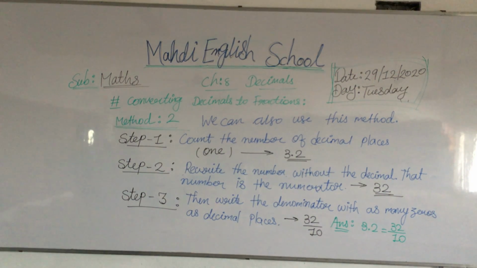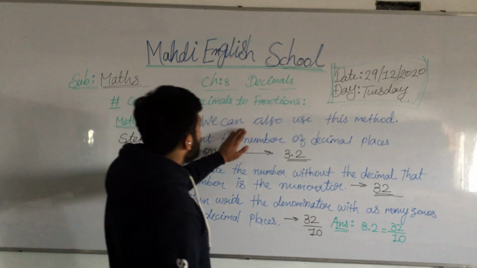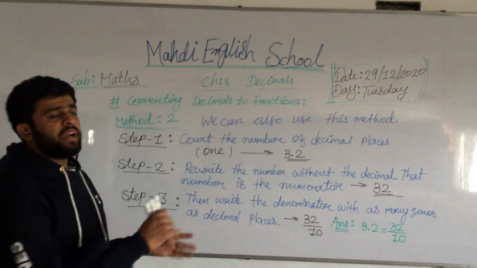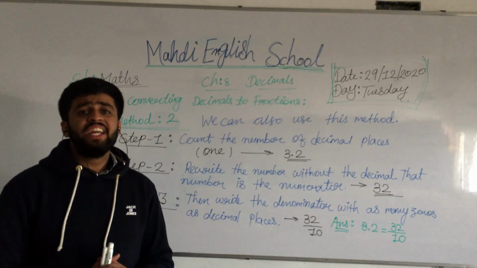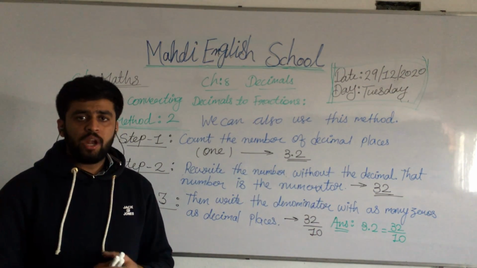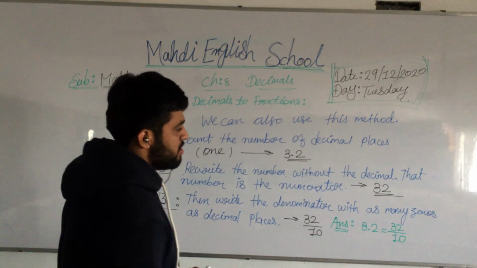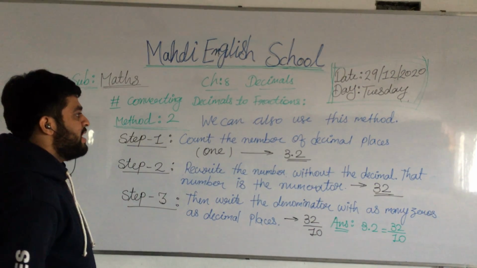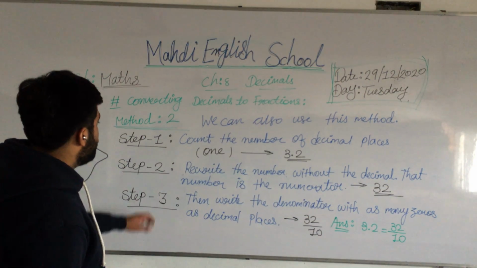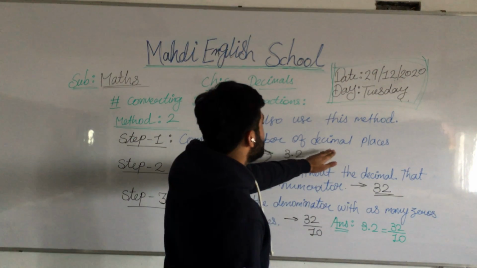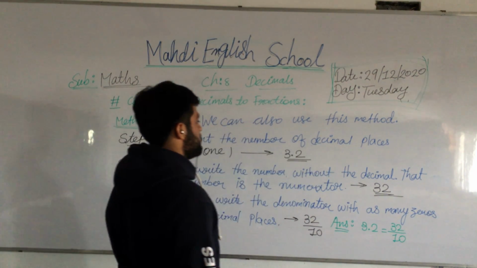So, see here, the first step means we can also use this method. But now you compare, my dear students, which method is easy for us. I hope you all understood which method is preferred and which is easy. Okay, so now I'll explain step number 1. Step number 1 is what? Count the number of decimal places.